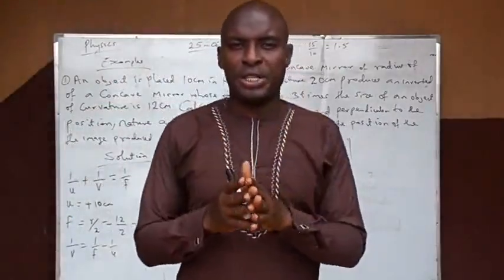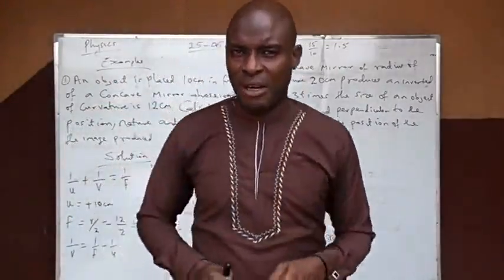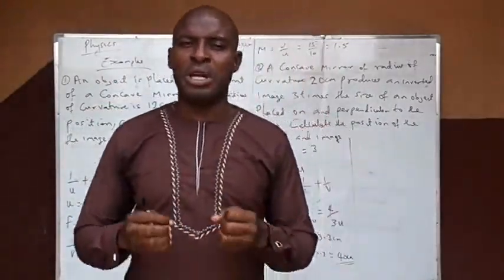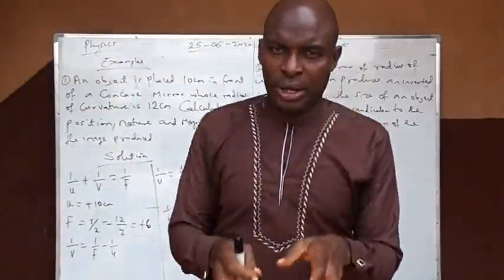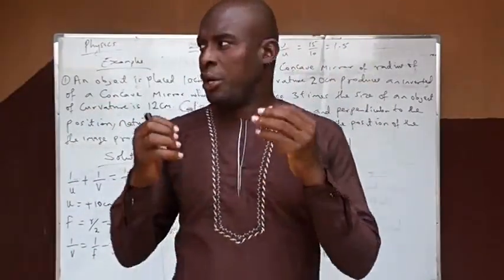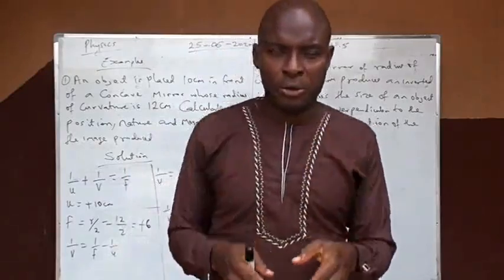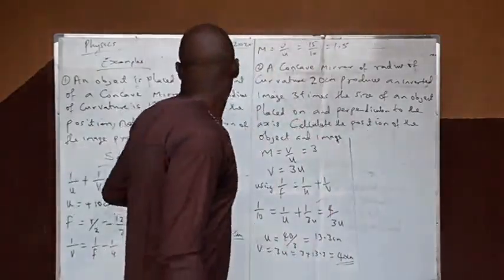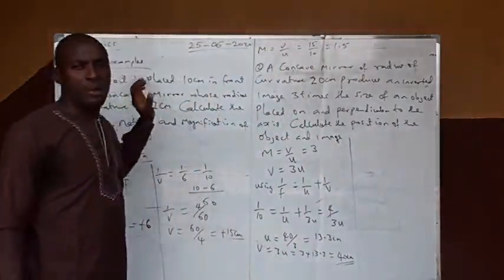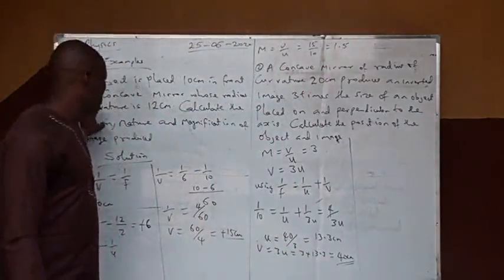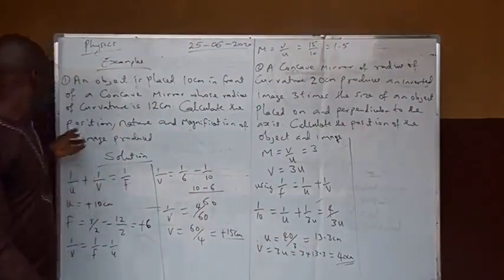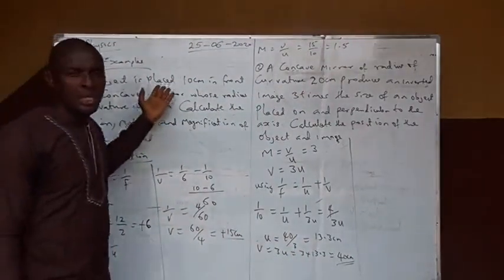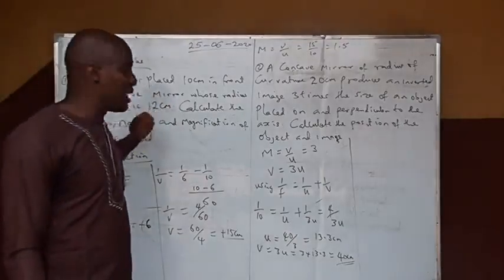Every virtual image must have a negative focus. That is principal focus. Every real image must have a positive focus. Now, using that real-is-positive sign convention, we can now bring out the different variables or parameters given.